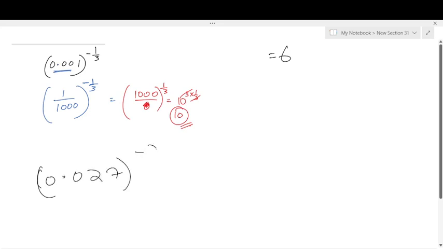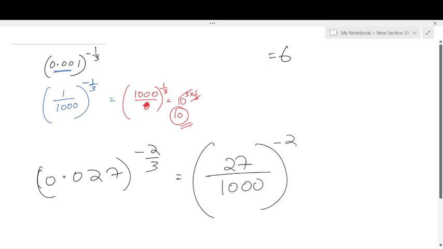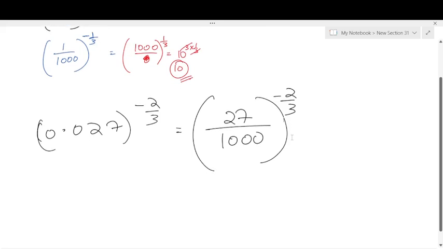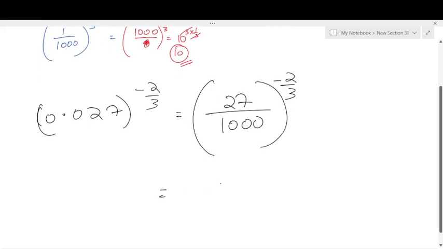0.027 to the power minus 2 by 3. All of you will unmute and answer. Last question. Unmute and answer this. What's the first step? Yeah, remove the decimal: 27 by 1000, to the power 2 by 3. The power is negative. What should I do? Make it positive. Can I write?